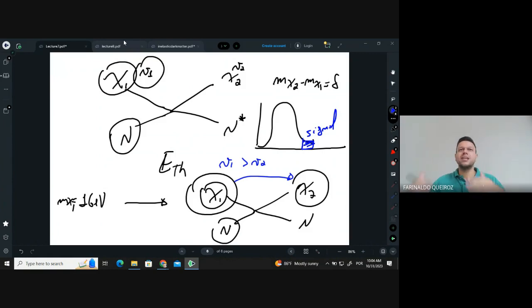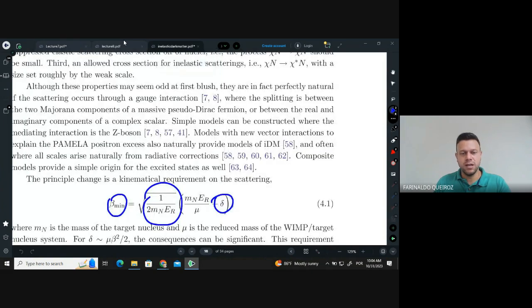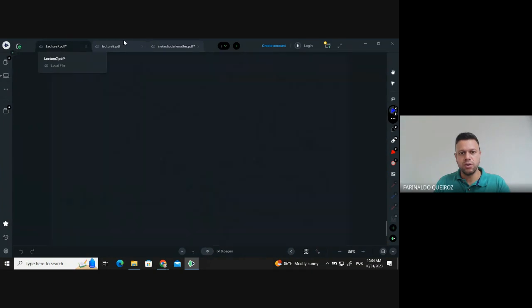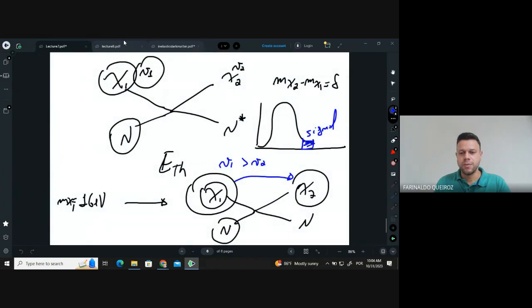And that's a tuning, it's a fine-tuned model. It's not something that's very natural. But it's a tuned model to explain why some of the detectors have not seen a signal and the others have seen a signal. So that's called inelastic dark matter. It was proposed by Neil Weiner, a professor from the University of New York, NYU.